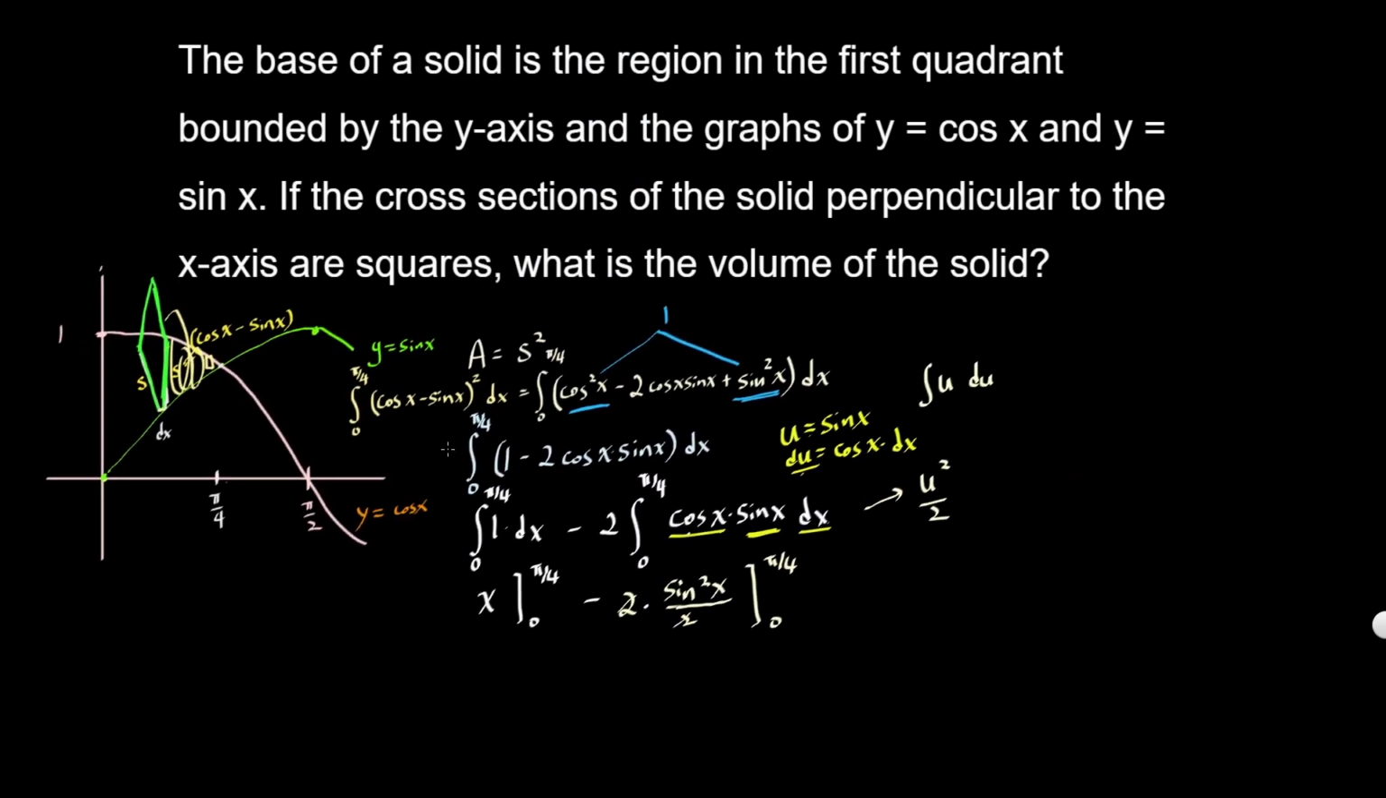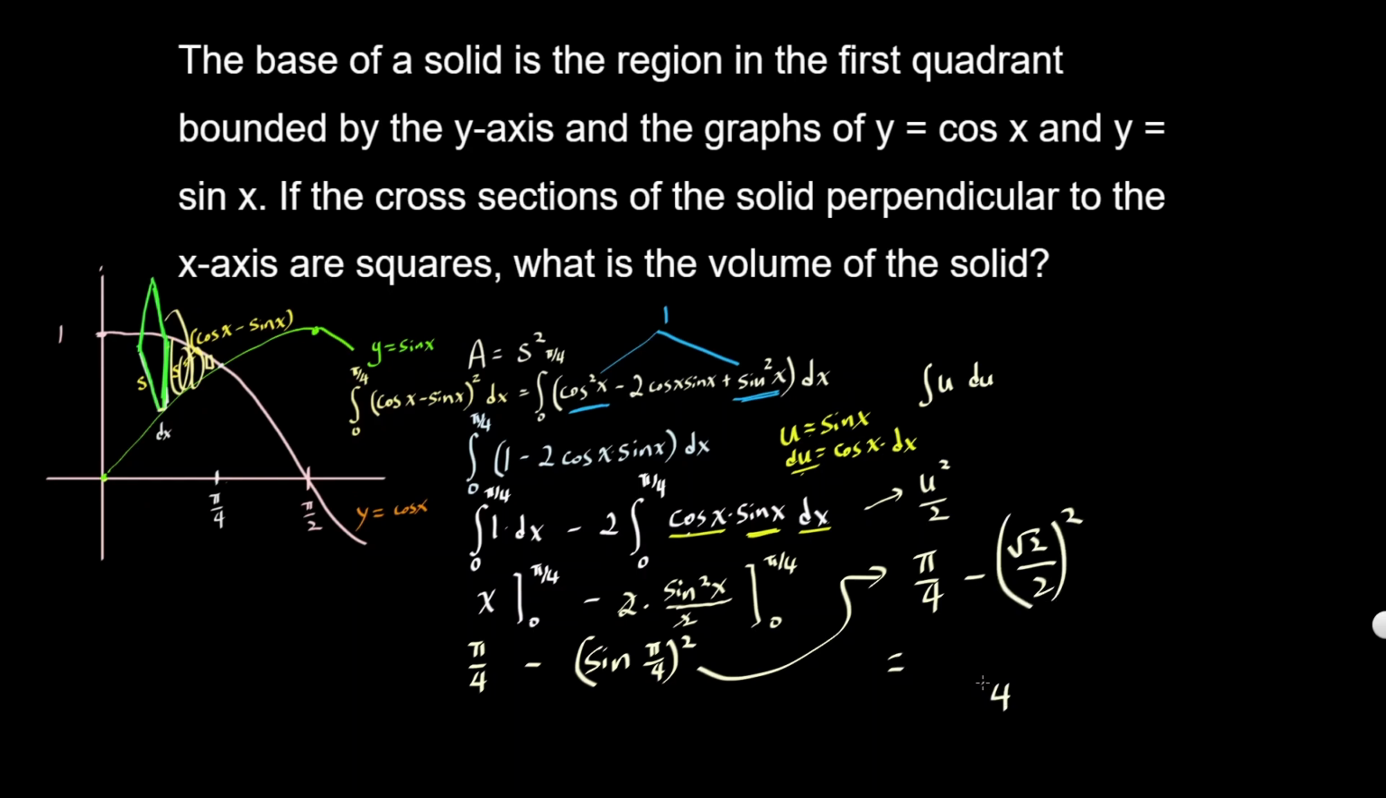Now all we got to do is plug things in. We got pi over 4 minus 0, I'm not going to write it, and minus sine of pi over 4, the whole thing squared. That's what it means. And then I'm not going to subtract 0 because sine of 0 is 0. So this is it. Let me simplify more. It's going to be pi over 4 minus sine pi over 4, which is square root of 2 over 2, but you need to square that. So the answer is going to be 4 on the bottom because it becomes the common denominator. So it'll be pi minus 2 over 4. So that should be the answer for this particular problem.